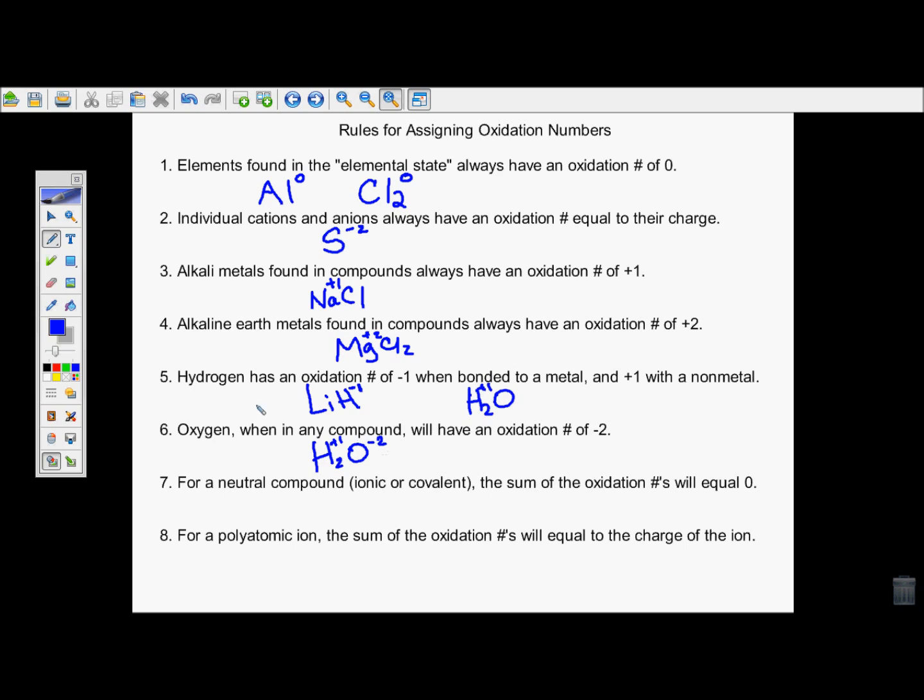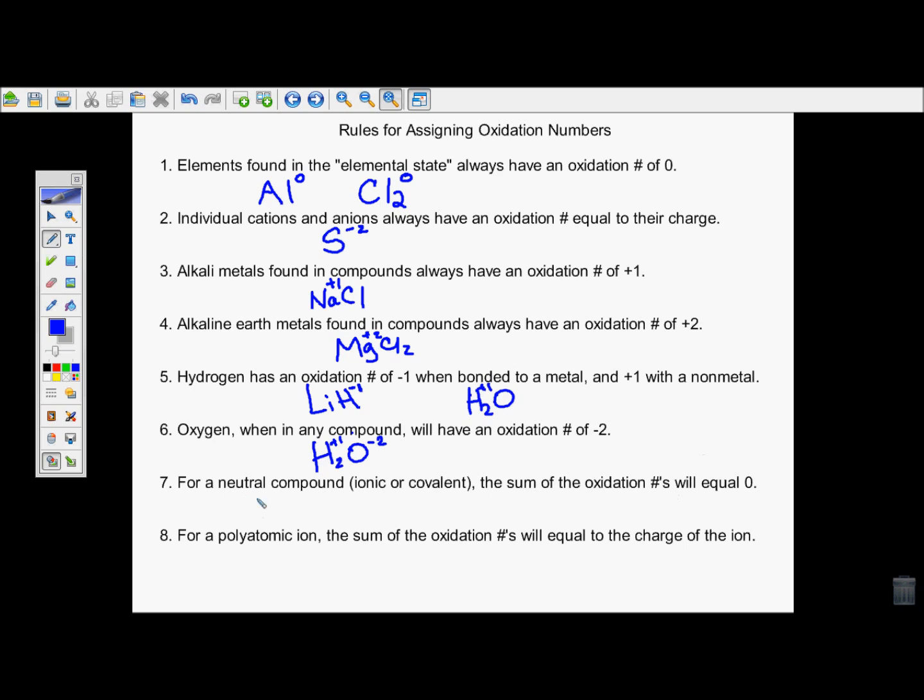All right, and all of these rules, 3 through 6, where it tells you what alkali metals, alkaline earth metals, hydrogen, and oxygen, what their oxidation numbers are in compounds, will help you to determine the oxidation numbers of anything else that might be in a compound with them by using rules 7 and 8. For a neutral compound, whether it be ionic or covalent, the sum of the oxidation numbers will always equal 0. So what that means is that the oxidation numbers, positive and negative, must cancel out.